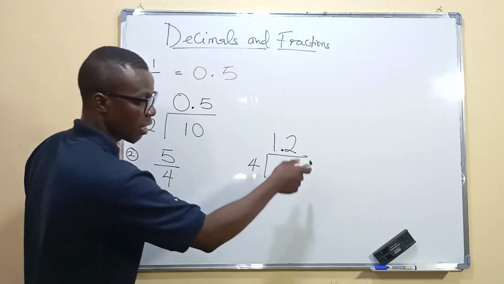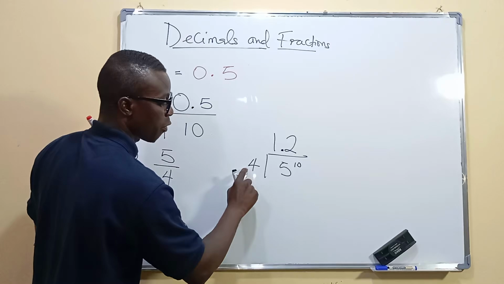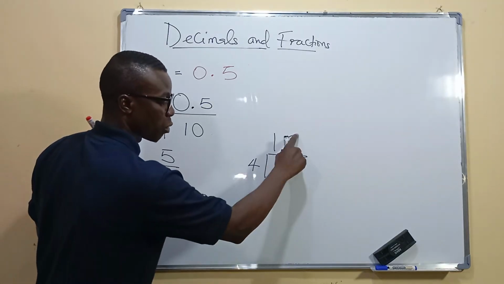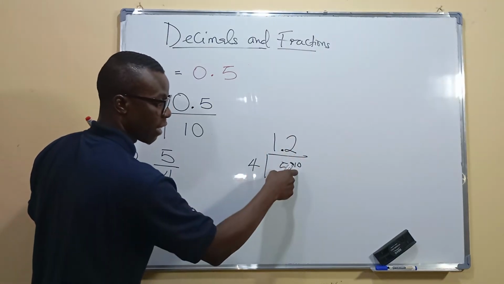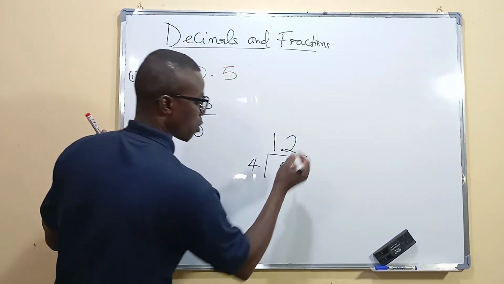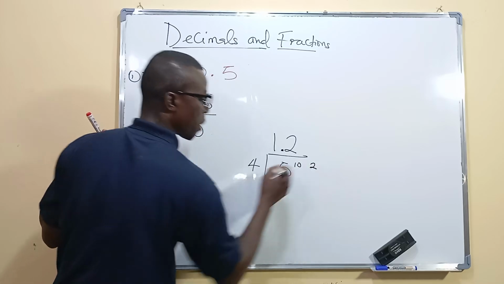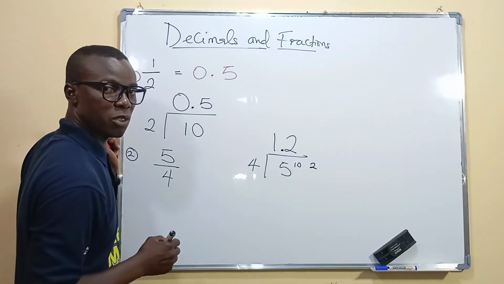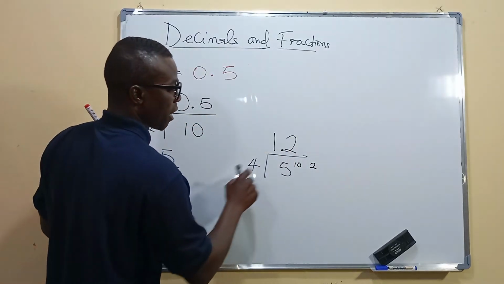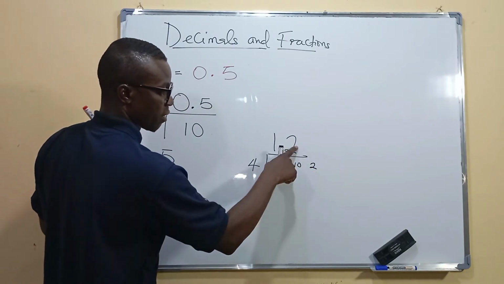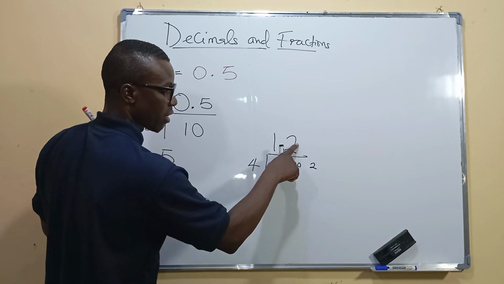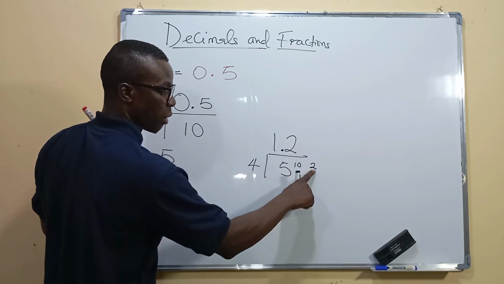That makes up 8, and I'll be left with 2. So how many 4s can I have in 10? I'm going to have 2 4s in 10, and I'll be left with 2. So you can give a space there and put this here. I'm left with 2. So this is the 2 here, and this is the 2 that is remaining. The number of 4s I'm going to have in 10 is 2, and I'll be left with 2.